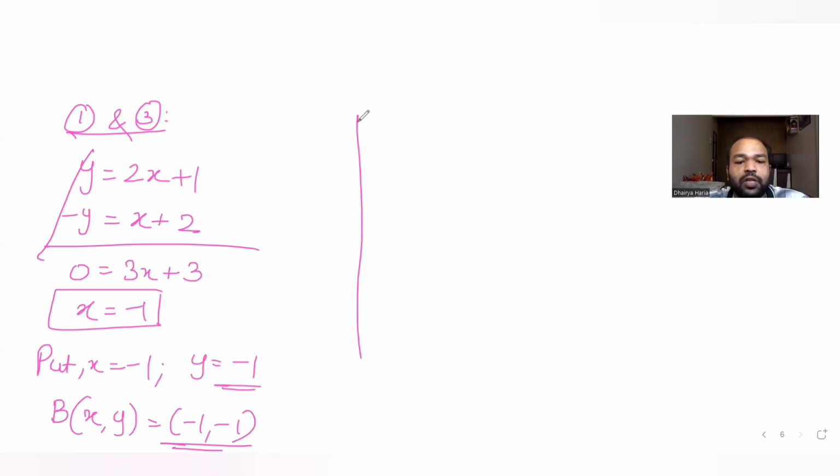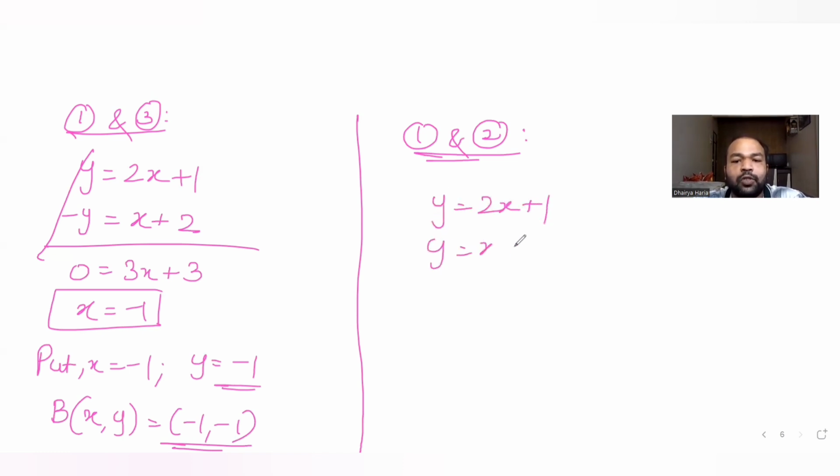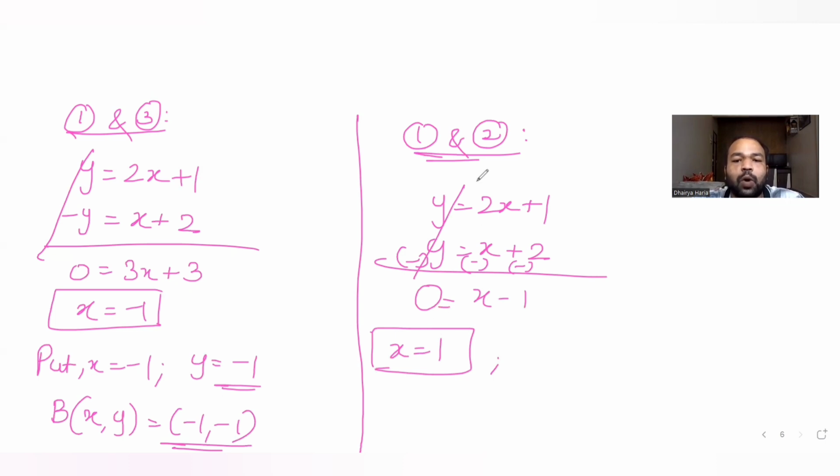Now let's solve the first and second equation also, so we get the third vertex of the triangle. So you have y is 2x plus 1. You have y as x plus 2. Now, instead of adding, if I subtract, because y should get cancelled out, we get x minus 1 is equal to 0, so x becomes 1. And if I substitute x as 1 in the first equation, y becomes 2 plus 1, that is 3. So you get the third vertex C, that is equal to 1 comma 3.